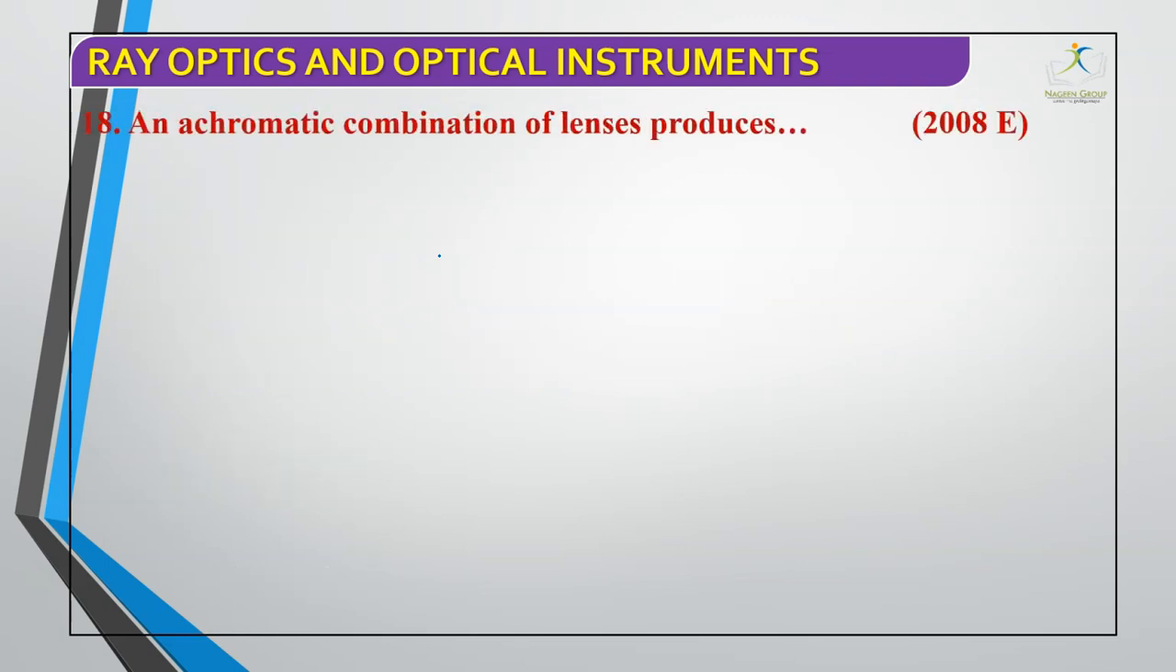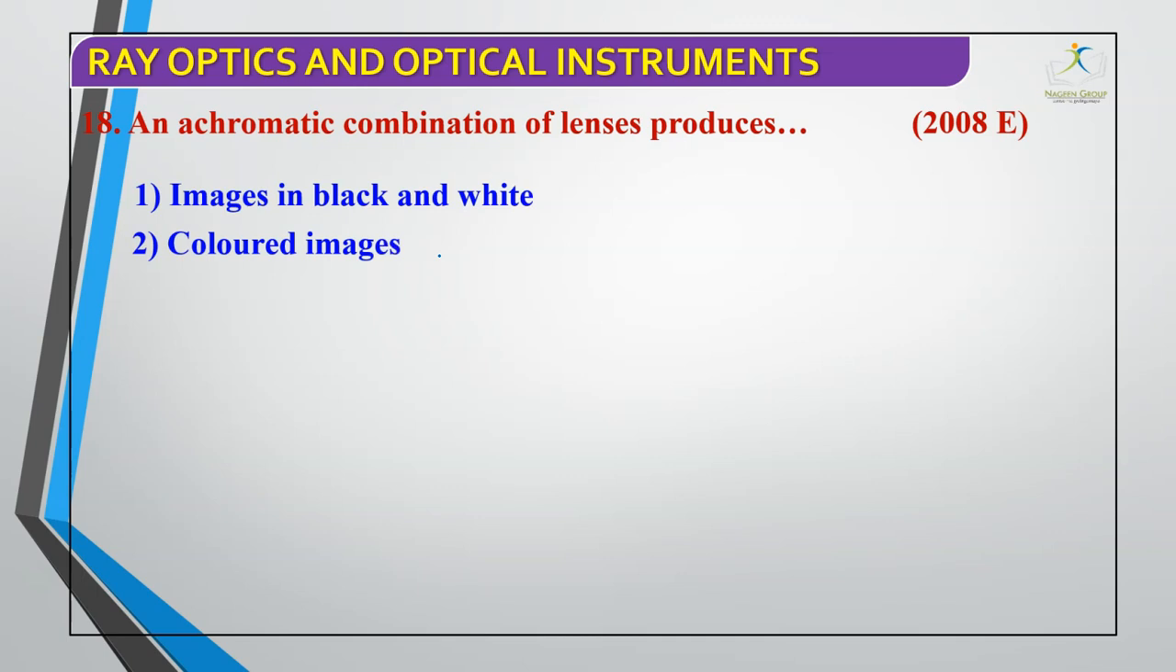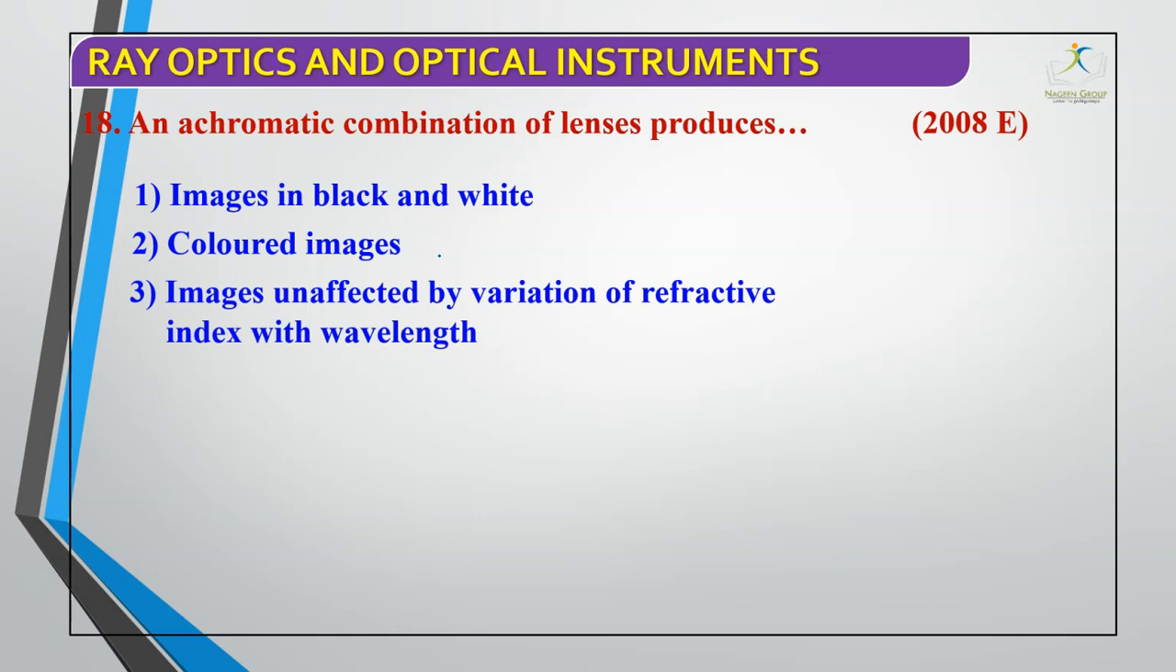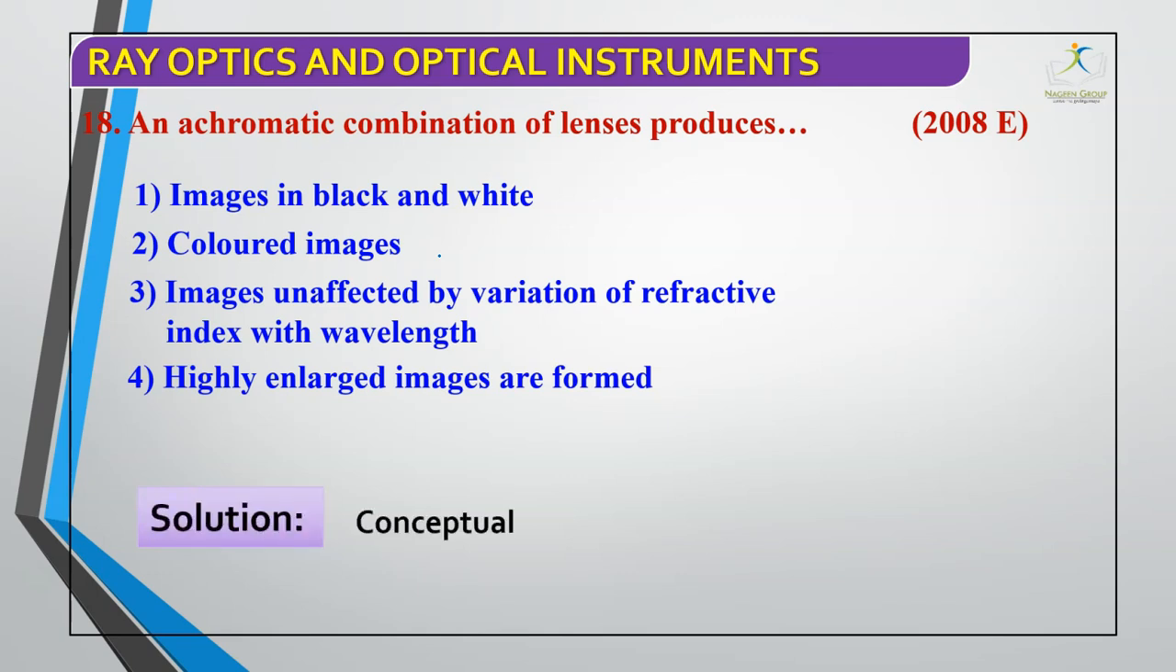Next question. An achromatic combination of lenses produces an image in black and white, a colored image, an image unaffected by variation of refractive index with wavelength, or a highly enlarged image. The solution is completely conceptual. An achromatic combination of lenses produces an image unaffected by variation of refractive index with the wavelength.